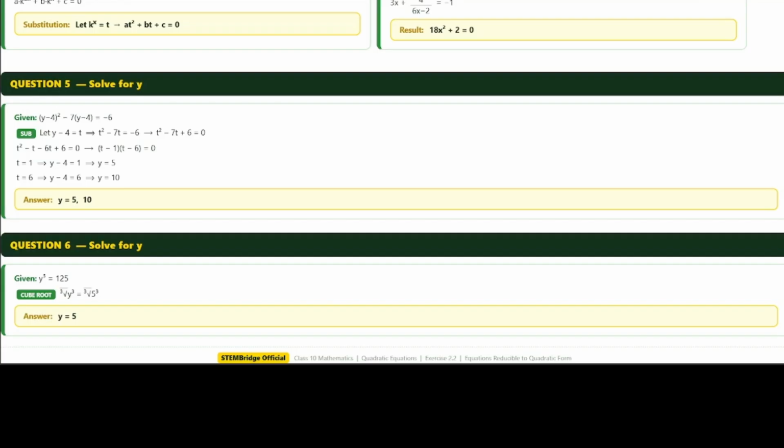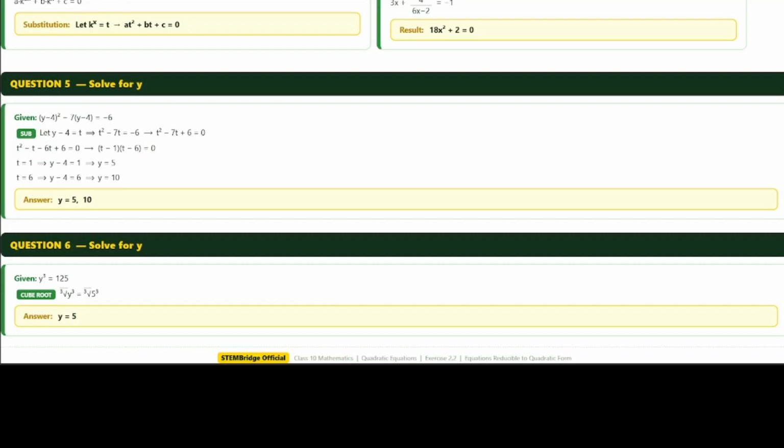And if we bring -6 to the left, it becomes positive 6. So we have got a quadratic equation of t^2 - 7t + 6 = 0. If we find the factors of this equation, that's -t and -6. Simplifying that, we get (t - 1)(t - 6) = 0. So the first value of t is positive 1 and the second value of t is positive 6.